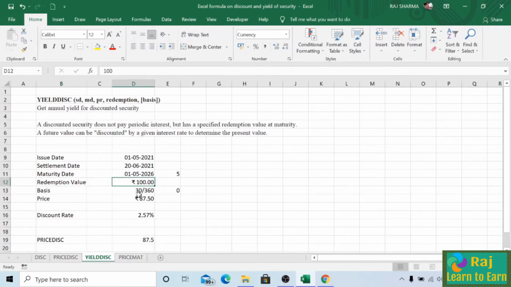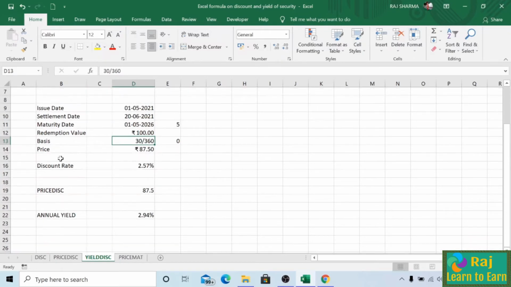100 rupees. The basis is the day count convention, which I have discussed in my previous videos on discount and price discount also. I request you to please have a look at those videos to get a better understanding. This is a US convention and we are using the 30 by 360 day count convention. Then price, presently the bond is trading at 87.50 and the discount rate is 2.57. Now we have to work out the annual yield. So let us try to work it out.